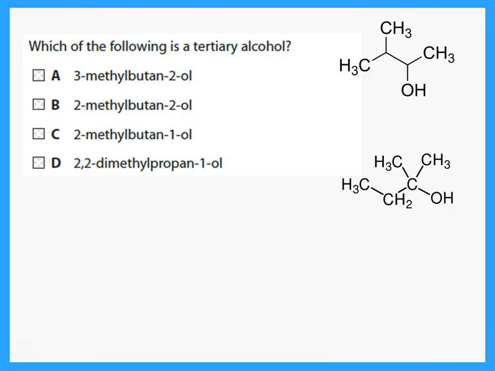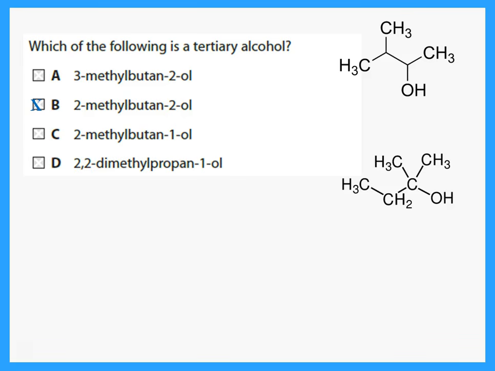Now, what kind of alcohol is that? The OH is attached to a carbon that is attached to 3 other carbons. This is a tertiary alcohol. So this would be my answer. Let's take a look at the others.